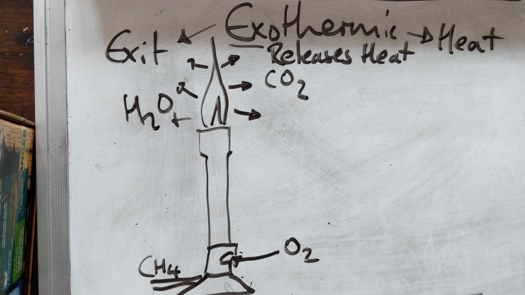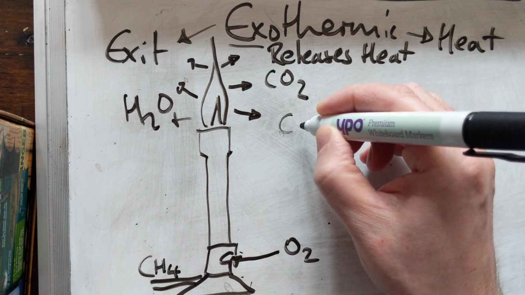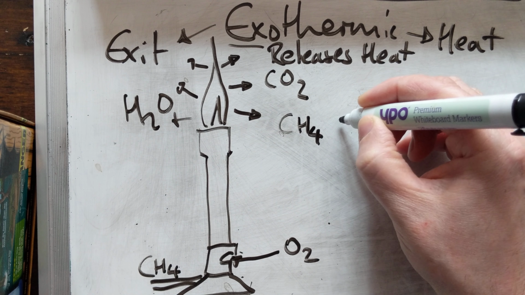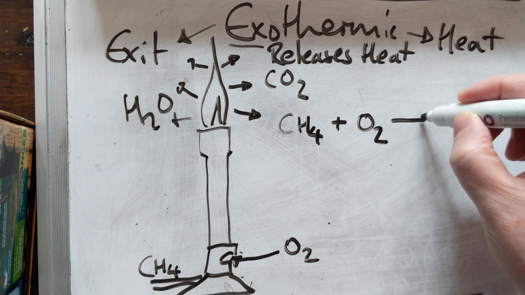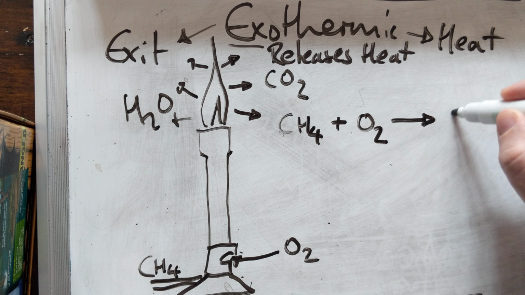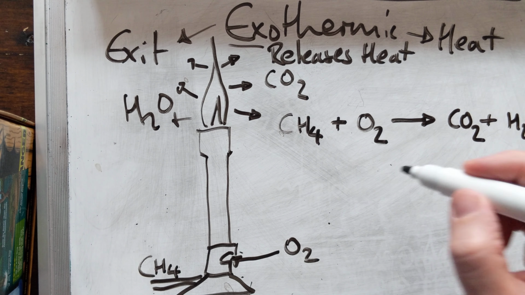And from that, what we can do is construct an equation, a chemical equation, using the symbols that we've got on here. So we've got methane, CH4, reacting. Okay, we've got oxygen, O2, and we know that it is turning to CO2 and water, H2O. Now we can see that's not balanced, so let's balance that quickly.